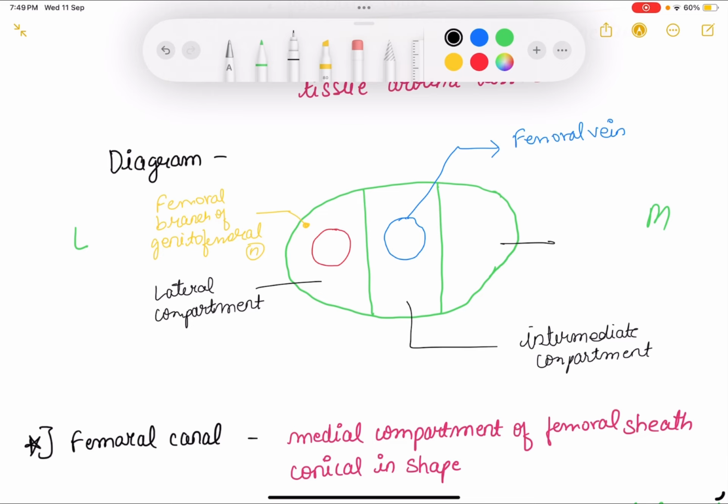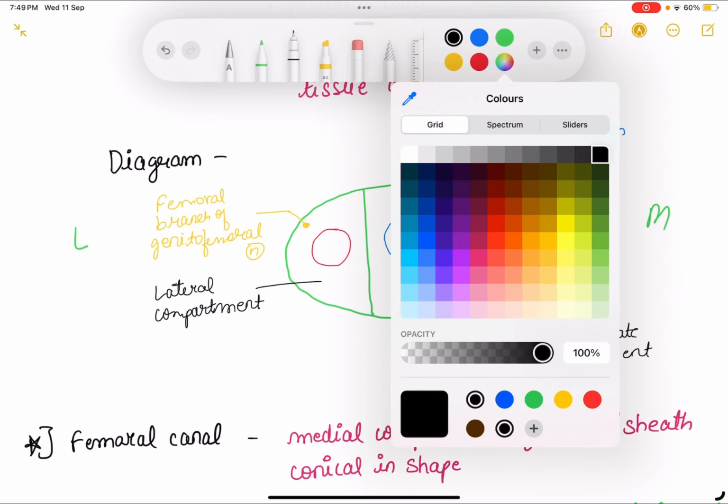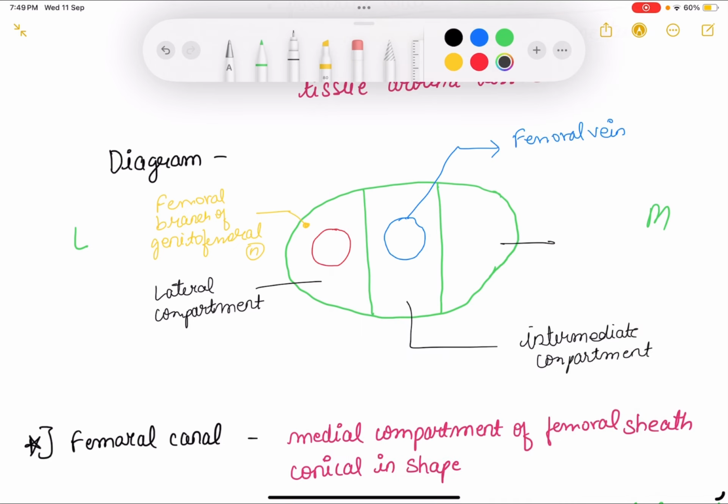In the medial compartment, we only have lymph nodes, which are called the lymph node of Cloquet or Rosenmüller. And this medial compartment is also called the femoral canal. I will explain this to you in a bit.